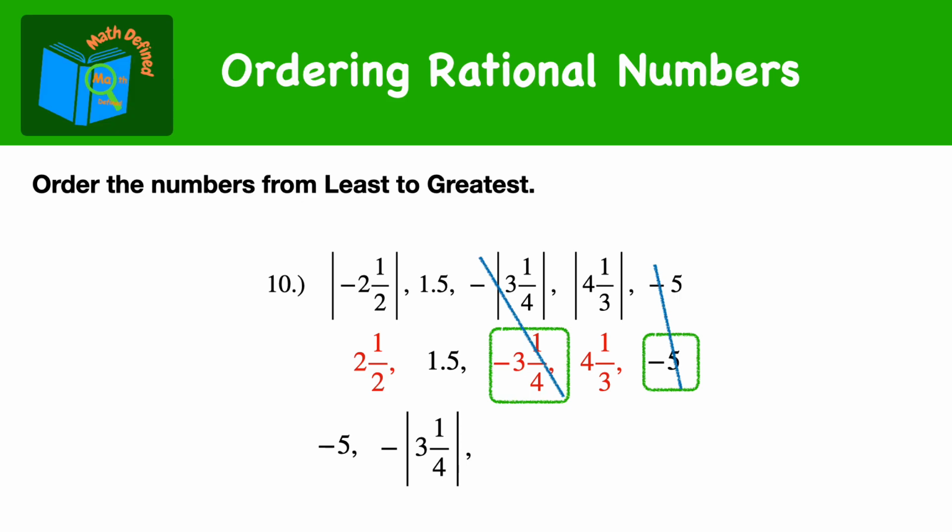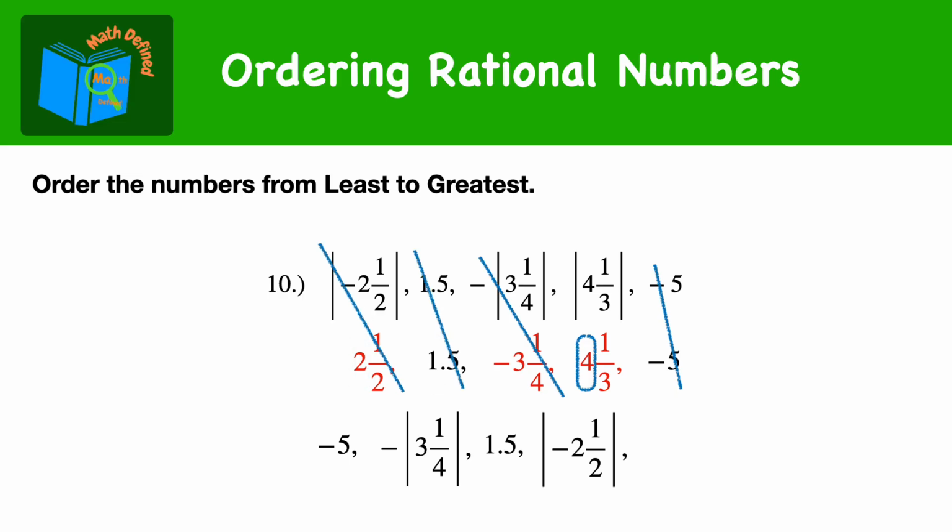It might seem a little overwhelming at the moment because of the variety of numbers and denominators, but all we really need to do is look at the whole numbers. There's a 2, a 1, and a 4. So the next smallest number in the list is positive 1.5. Then positive 2.5, or in its original form, the absolute value of negative 2.5, and finally, the absolute value of positive 4 1/3. Wow, that seemed like a lot, but you did it.